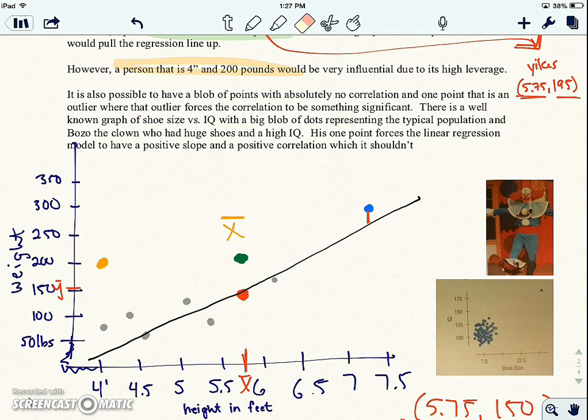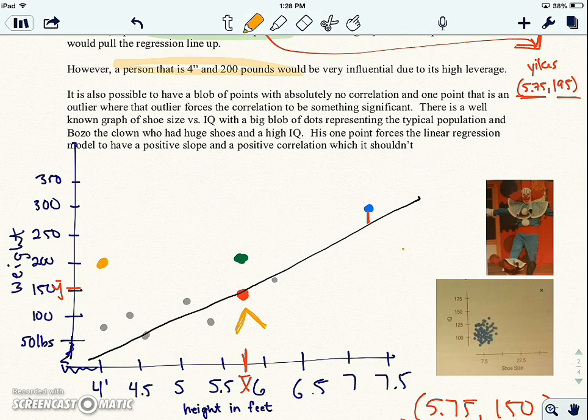Okay, so when we watch that video, it'll help as well. So again, high leverage has to do with how far you are away from the fulcrum of this line. Are you far away from X? Then you're going to have more leverage on moving the least square regression line up and down.